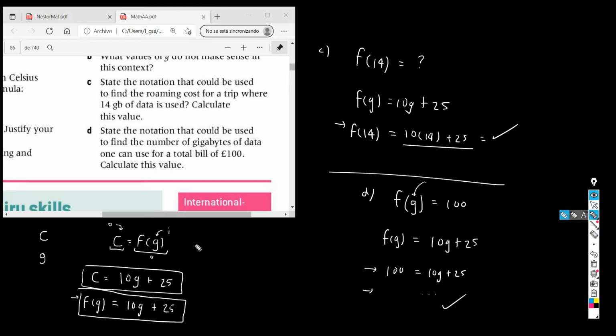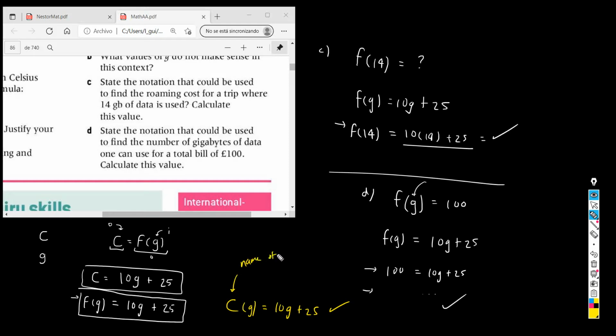So what if somebody wrote, instead of f of g equals 10g plus 25, this: C of g equals 10g plus 25. Is this correct? Of course, this is correct. The name you give to the function, guys, makes no difference. Here, I called it f because it's customary. But if you want to call it c, the same as the output variable, which is the cost, it's okay.